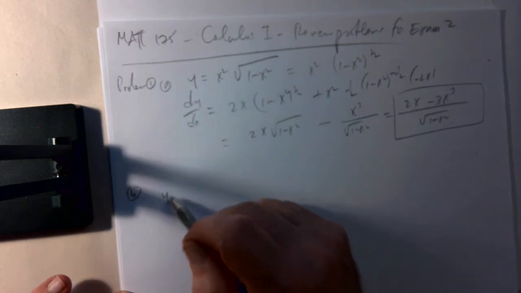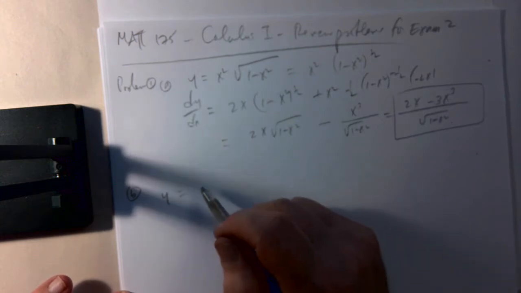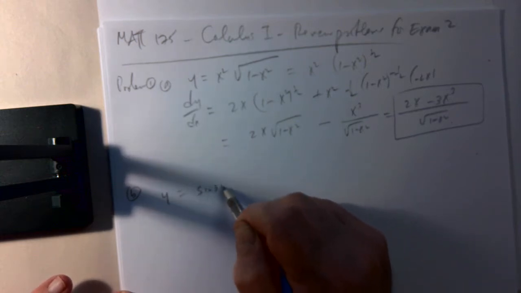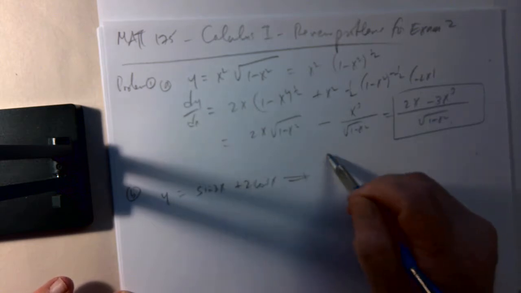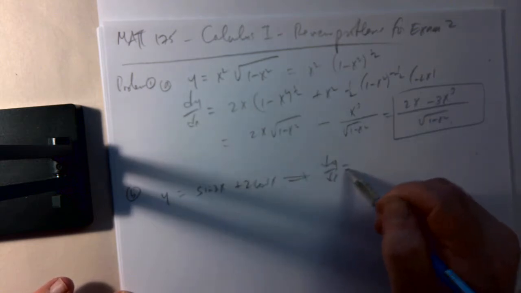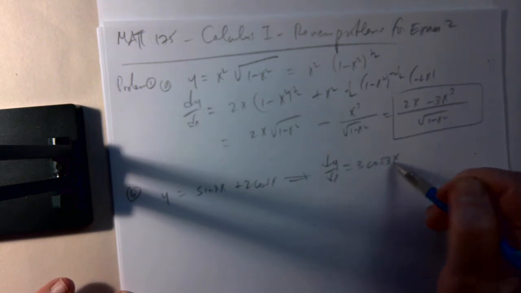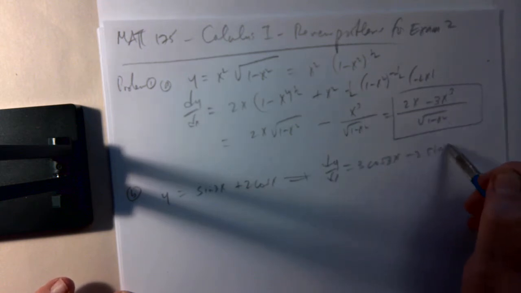If y is sine 3x plus 2 cosine x, dy/dx is 3 cosine 3x minus 2 sine x.